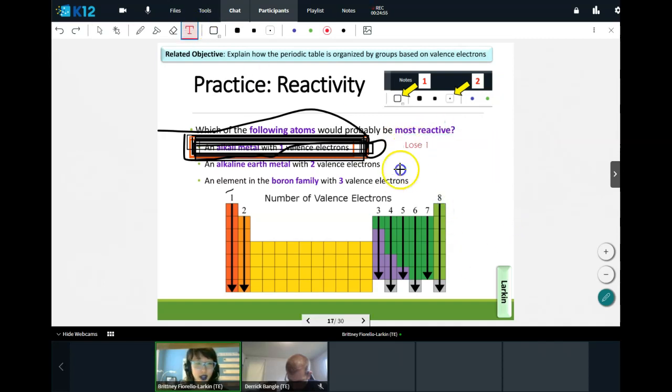Alkaline earth metals, on the other hand, need to lose how many? They have 2 valence electrons, so to drop down to a full shell, they need to lose how many? Tell me in the chat. Yeah, they need to lose 2.